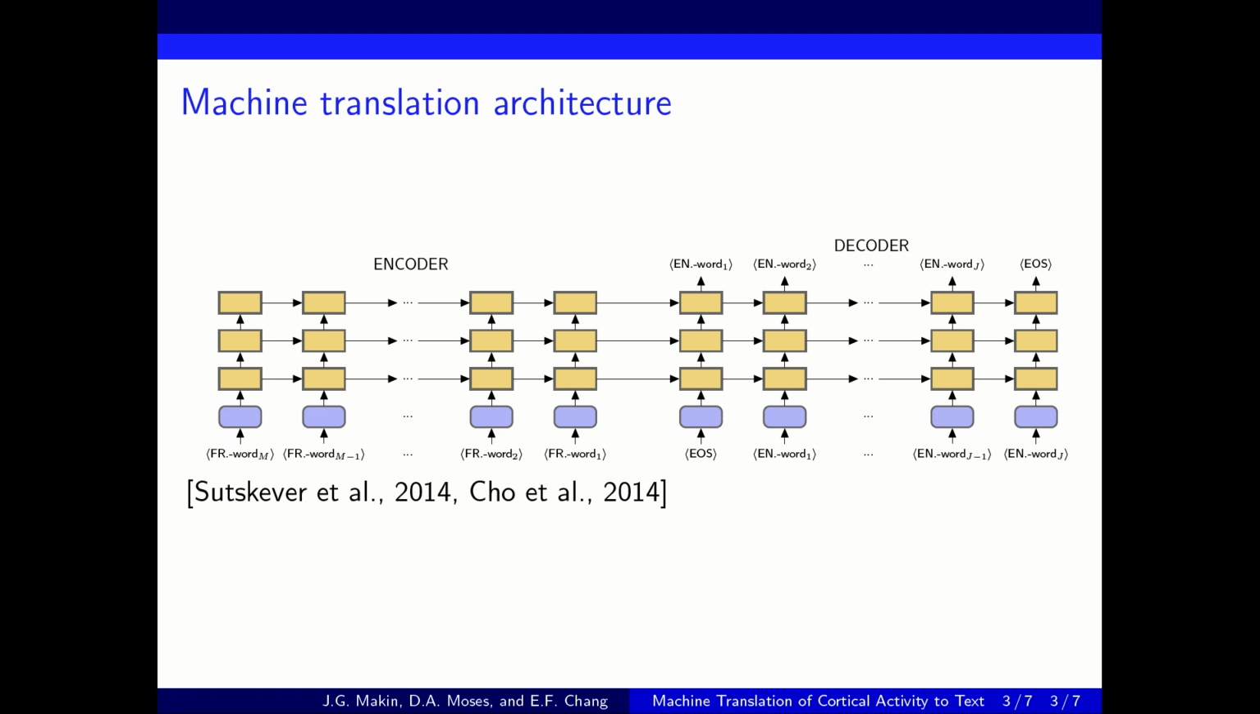The basic insight is to construct the network in two pieces: an encoder that serially consumes the words of, say, a French sentence, and then a decoder that emits words of English one by one. This allows the network to accommodate input and output sequences of arbitrary length.